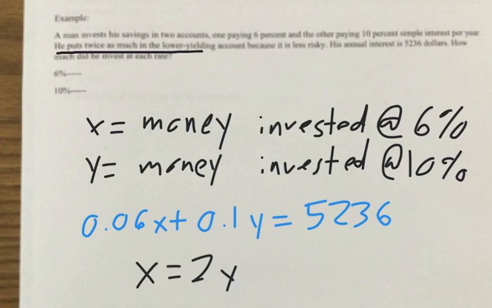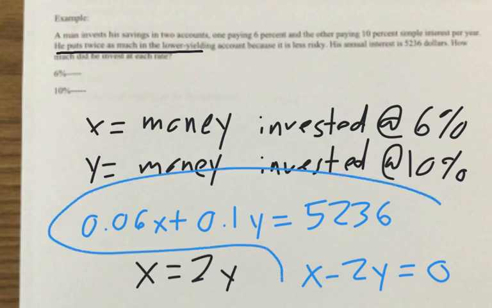Here, your X and Y are on the left, and your constant is on the right. You have to make this one look the same way. So I would move the 2Y over and make it become negative. So we could write this as X minus 2Y equals 0. And now if I was going to use reduced row echelon form, these are the coefficients I would put in this order.